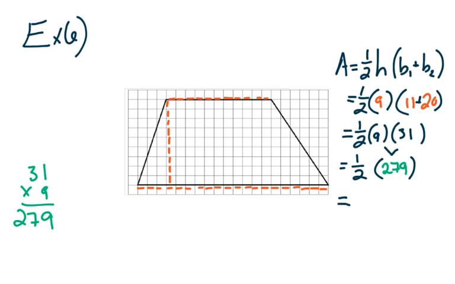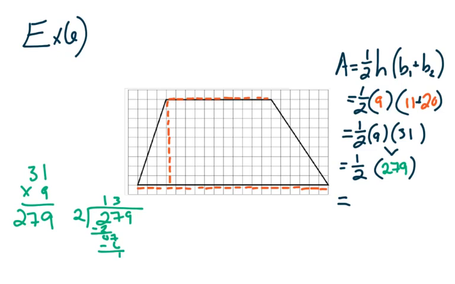The last thing I have to do now is take half of that. So I want to take 279 and divide it by 2. So let's see if I can do this here. 2 goes into 2 once. So get 0. Drop down the 7. 2 goes into 7 3 times. 2 times 3 is 6.